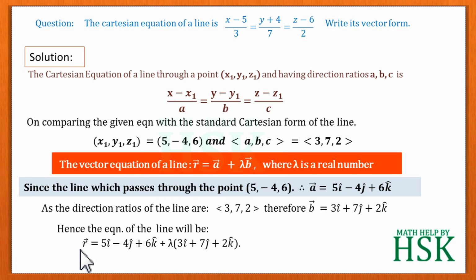Hence, applying this formula r = a + λb, I can write the vector form of the equation of the line as r = 5i - 4j + 6k + λ(3i + 7j + 2k). So this is my required answer.